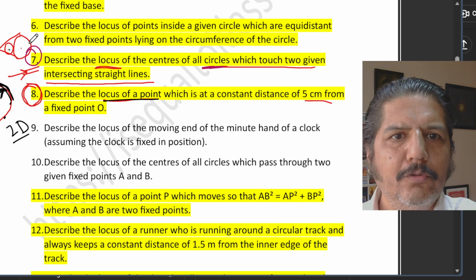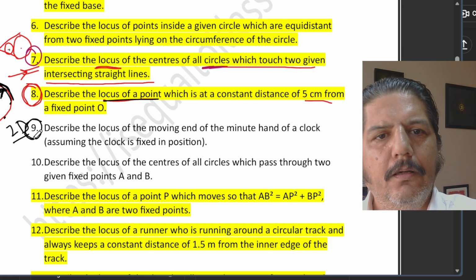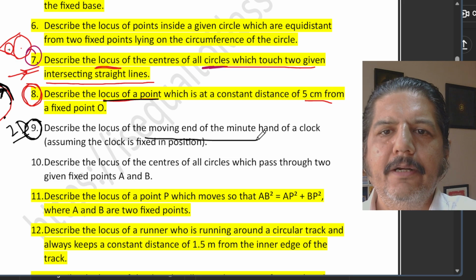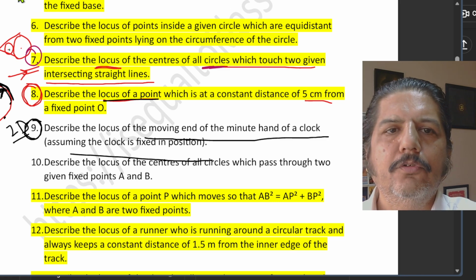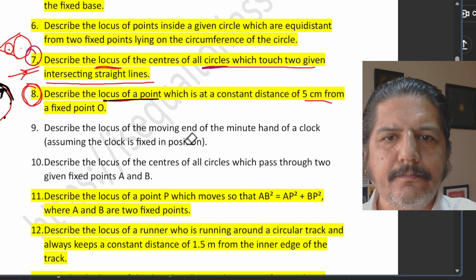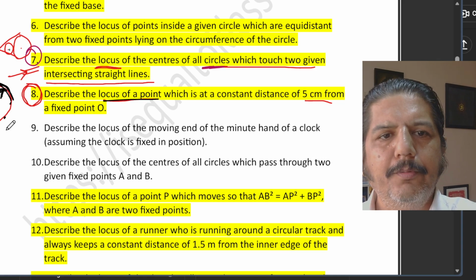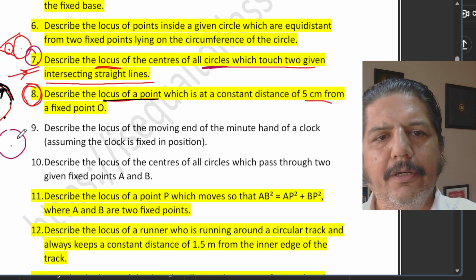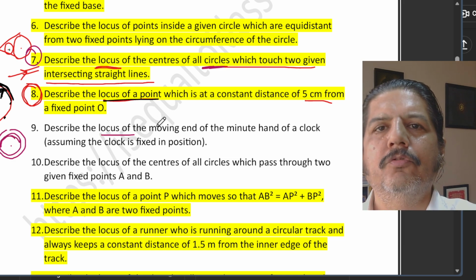I'll do question number 9th also because question number 9th is also similar. Describe the locus of the moving end of the minute hand of a clock, assuming the clock is in a fixed position. So here also, same thing is happening like we did before. So this would be a clock, and let us assume this is a minute's hand. The minute's hand is moving something like this. And if you trace the edge of the minute's hand, it will form a circle. So again, the answer to this would be a circle.